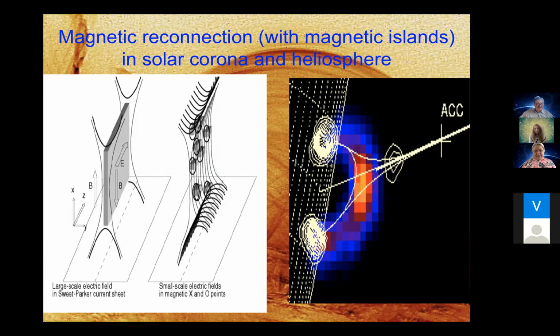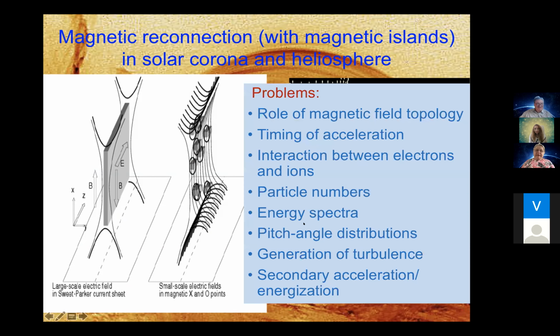Then people came up with the theory of instability and the occurrence of magnetic islands, and the problem started moving on somehow. What I will tell today covers some problems: the role of magnetic topology, timing of acceleration, interaction between electrons and ions, and resolving the particle numbers. You don't need huge particle numbers because you have a circuit established in between. We also speak about energy spectra, pitch angle distribution, and touch a little on the generation of turbulence, which I see everyone is now very interested in.